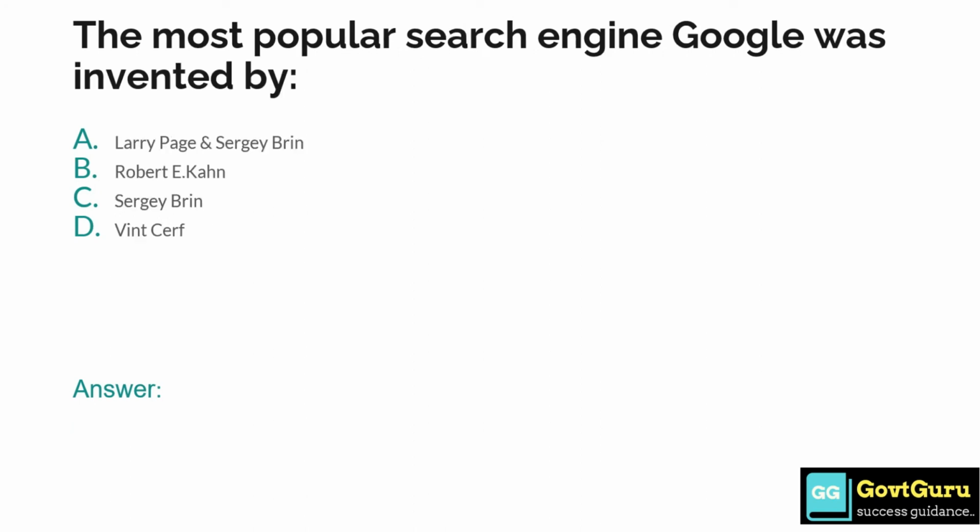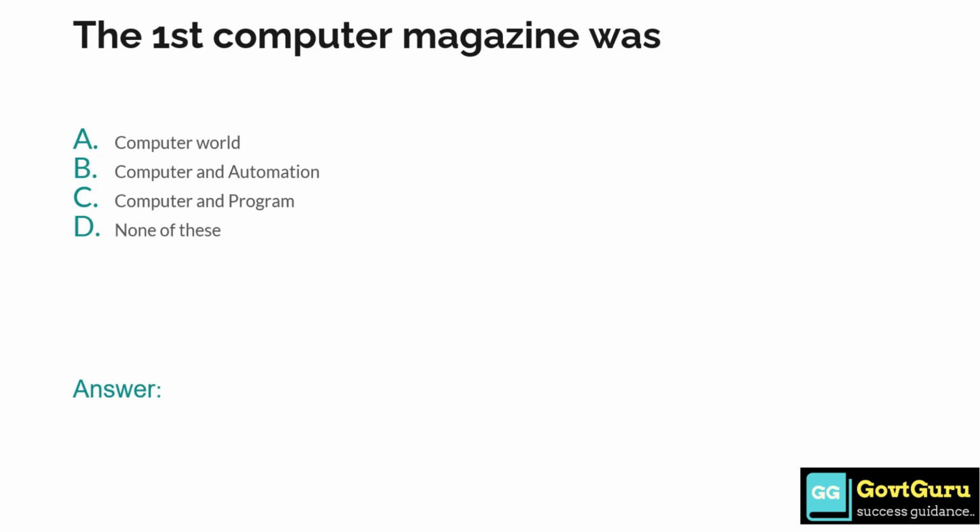The most popular search engine Google was invented by option A Larry Page and Sergey Brin, option B Robert E. Kahn, option C Sergey Brin, and option D Vint Cerf. The answer is option A, that is Larry Page and Sergey Brin. The first computer magazine was option A Computer World, option B Computer and Automation, option C Computer and Program, and option D none of these. So the answer is option B, that is Computer and Automation.